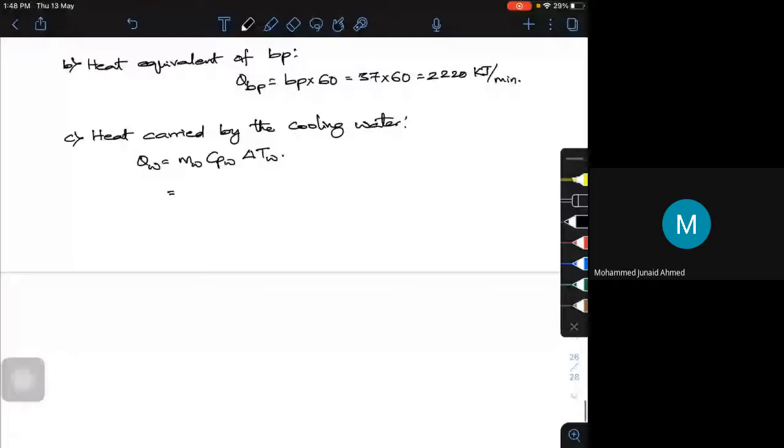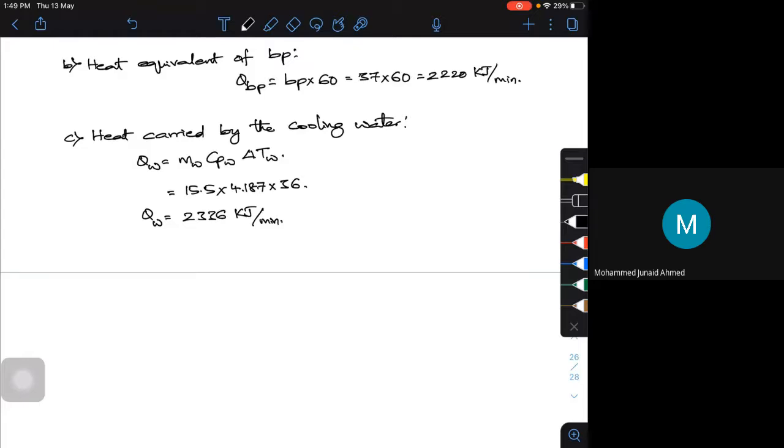So QW, I am getting around 2,333 kilojoules per minute. Just rounding off actually. If you want, you can have a higher number also. It is 15.5 multiplied by 4.187 into 36. So 2,336, sorry. It is not 333, it is 336.34. Okay, 336 kilojoules per minute.